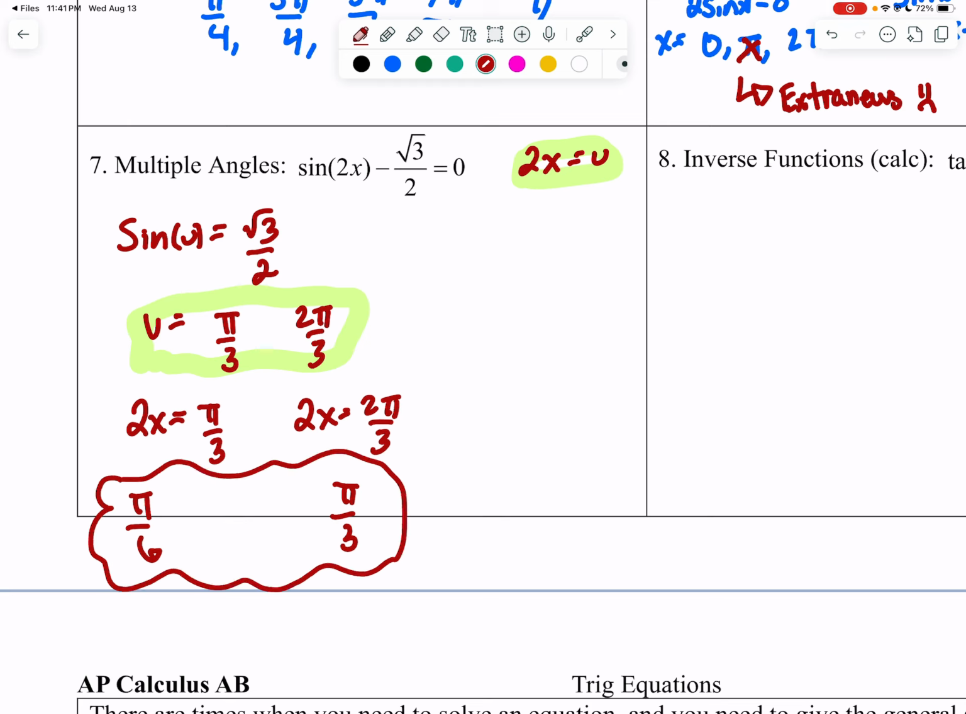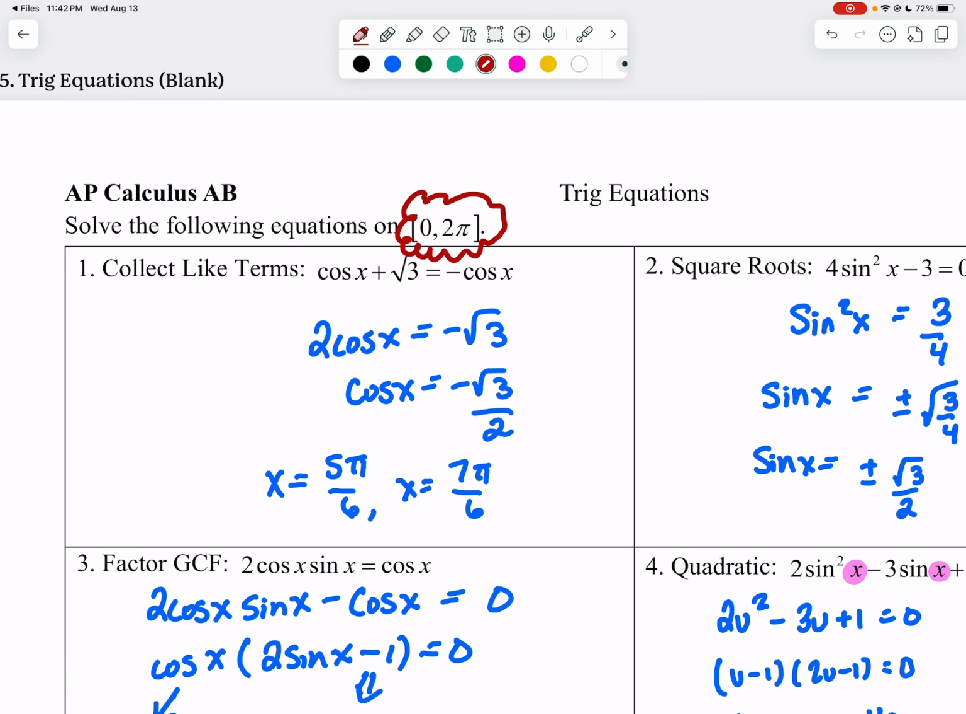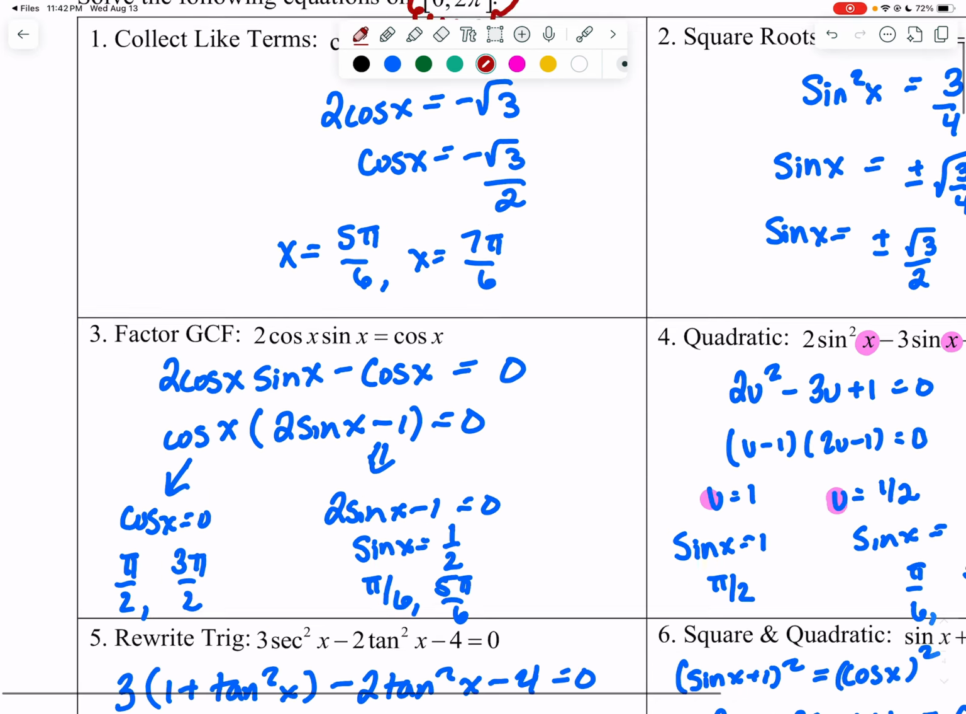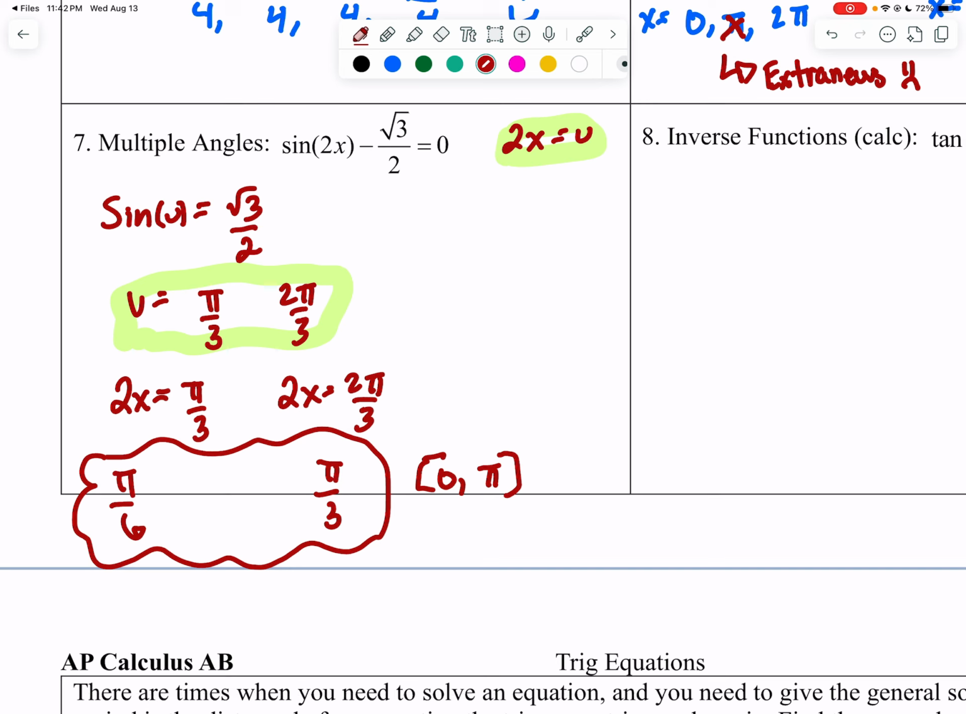Now, here's the thing though. Remember that this right here is only from 0 to pi, because that was my period. Because I also need to account for, let's say, pi to 2 pi, because remember my direction says to solve it from 0 to 2 pi. What I need to do here is add my period. So what I'm going to do here is add pi to both pi over 6 and add pi to pi over 3. So my period was pi.